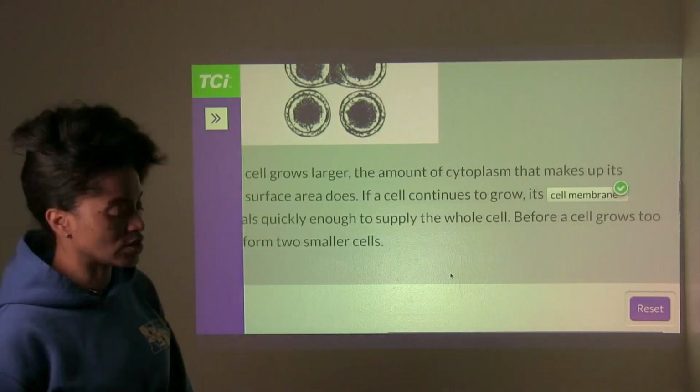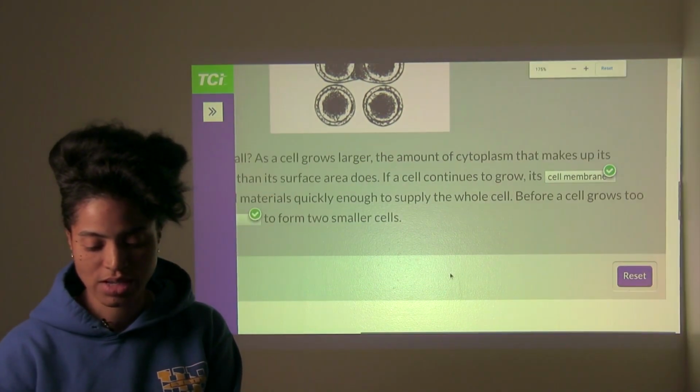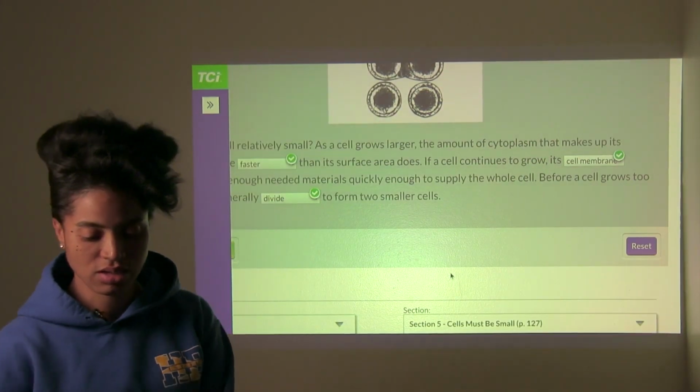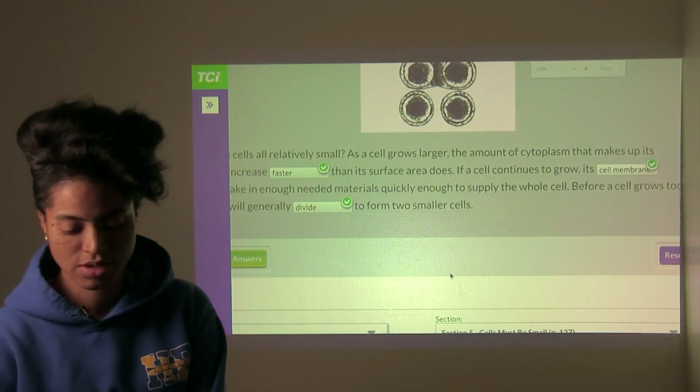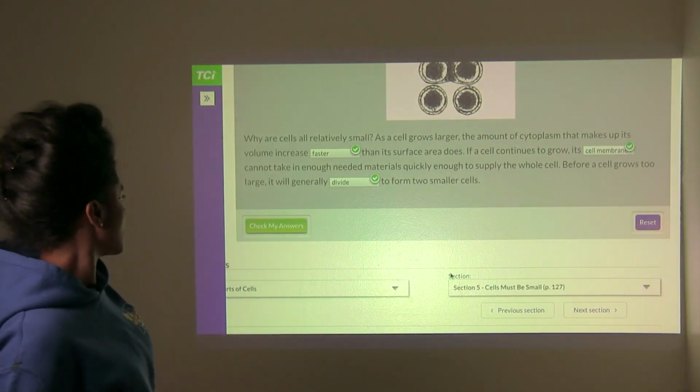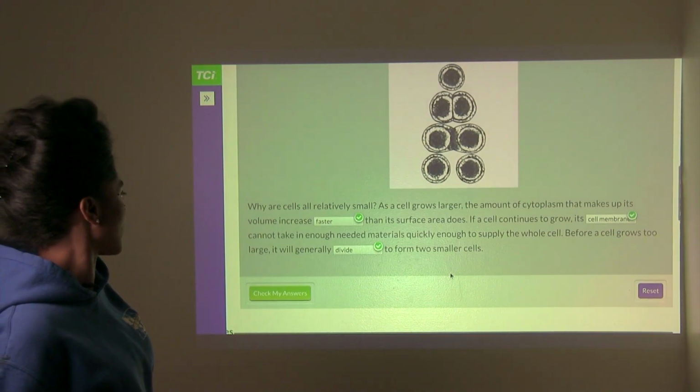Okay? So this just shows what we should have to check for understanding. Make sure you have these ones checked off. Okay?